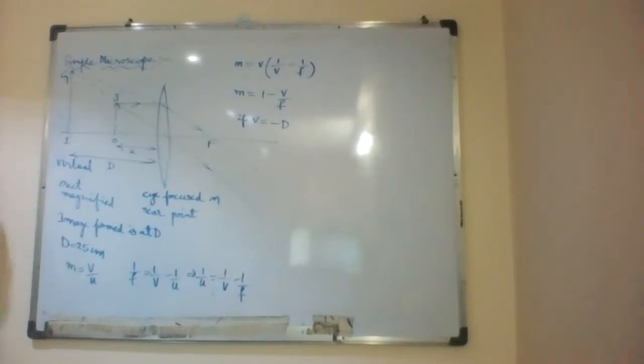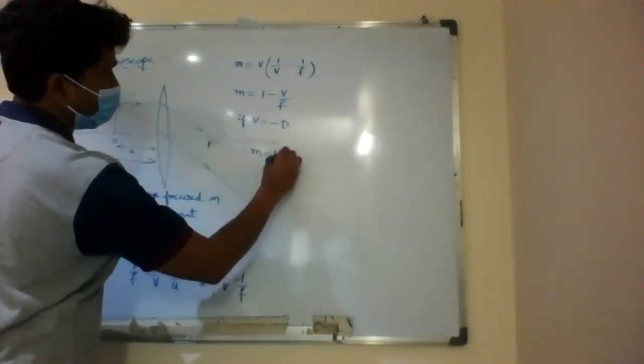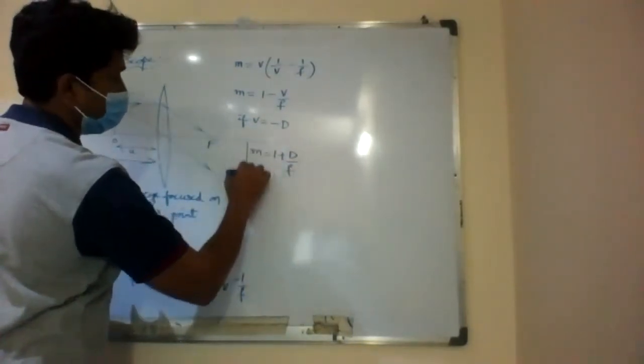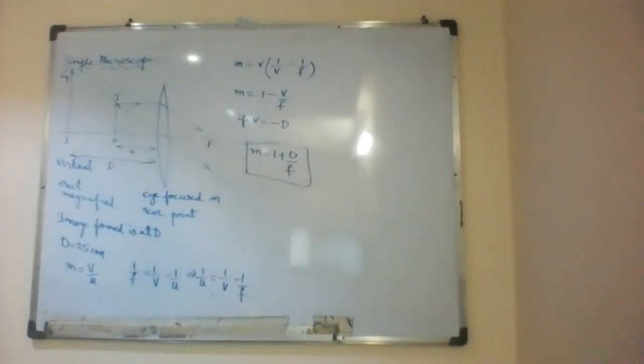Now I took minus D. If I was taking minus before, then I should not make it plus minus again. So M equal to 1 plus D by F. This is the formula when the image is formed at D, the least distance of distinct vision.